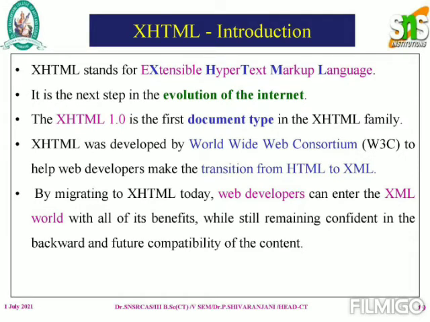So this is the next step in the evolution of the internet. XHTML 1.0 is the first document type in the XHTML family. XHTML was developed by the World Wide Web Consortium, that is W3C, to help web developers make the transition from HTML to XML. So by migrating to XHTML today, web developers can enter the XML world with all of its benefits while still remaining confident in backward and future compatibility of their content.